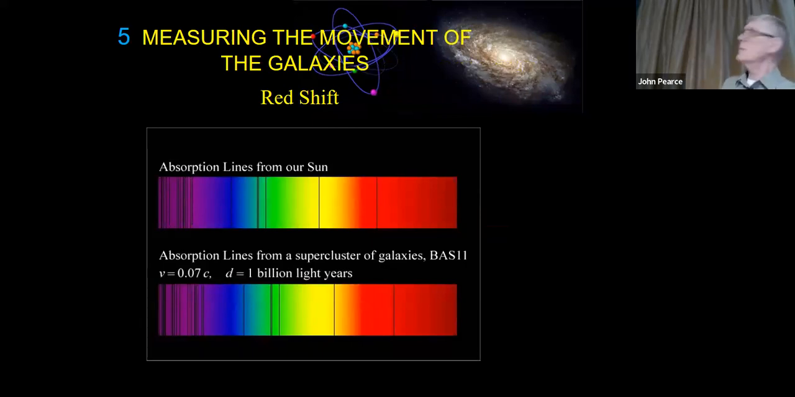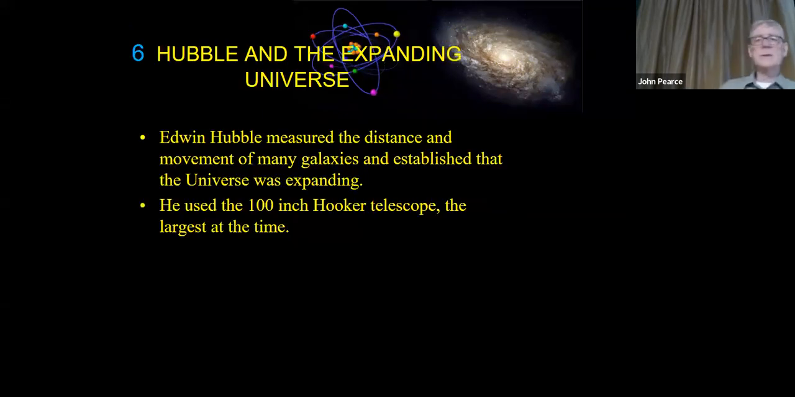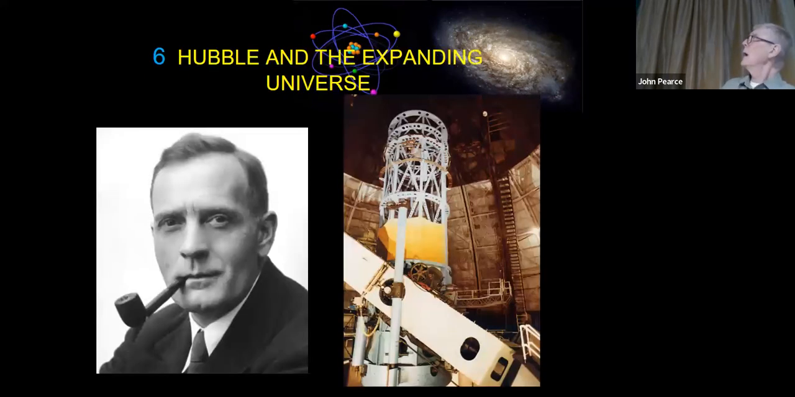So these are those same spectra, turned on their side, for a particular supercluster of galaxies, with a velocity of nearly one tenth the speed of light moving away from us, at a distance of 1 billion years. Now, these measurements of both distance and movement were made by an astronomer called Edwin Hubble, who the Hubble Space Telescope is named after. He was doing this in, I think, the 1920s, using the Hooker telescope in America, which was the largest at the time. The picture there shows Edwin Hubble with his trademark pipe, and the Hooker telescope.